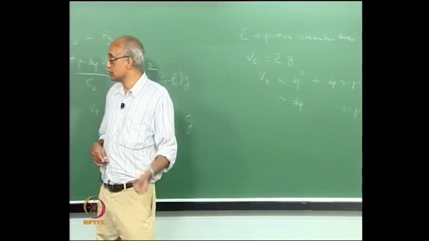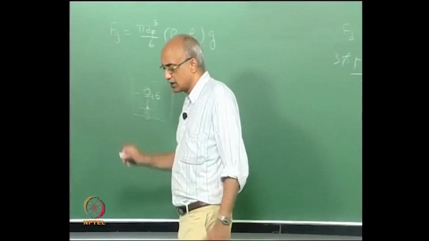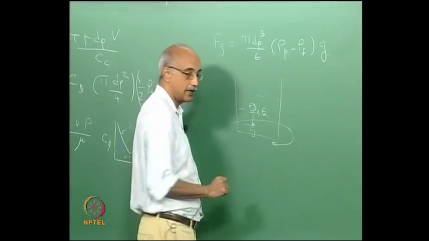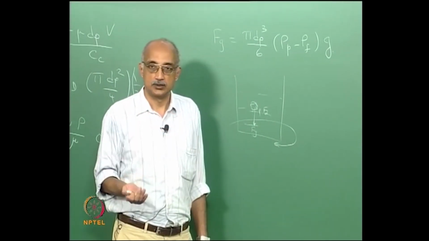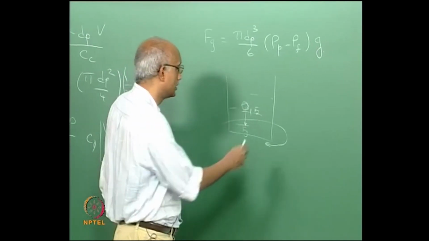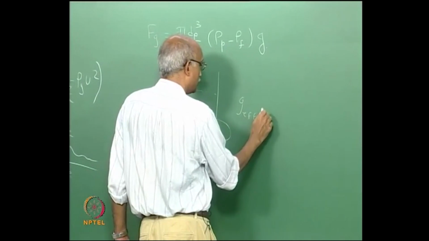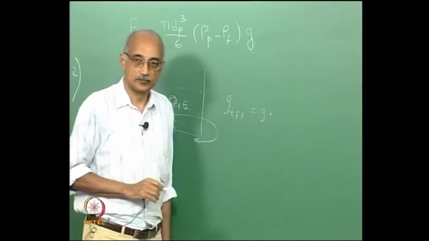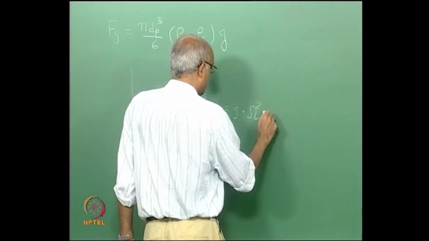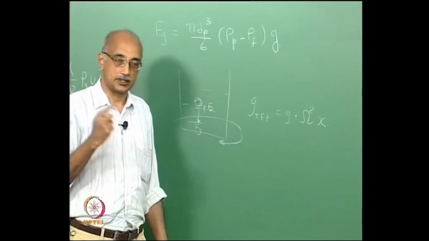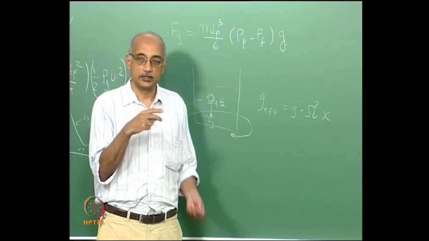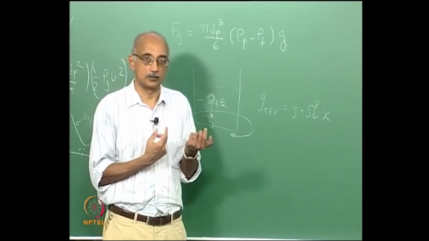You should also look at the case where this g does not have to be just gravitational. Supposing this whole thing is in a gravitational or in a centrifugal field, so that you are applying a separate body force through your centrifugal motion, then this g effective will be equal to g plus the rotational term, which is sigma squared times x, where sigma is the rotational speed and x is the distance of separation between the axis of rotation and the centroid of the particle.